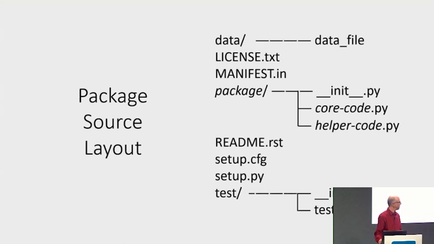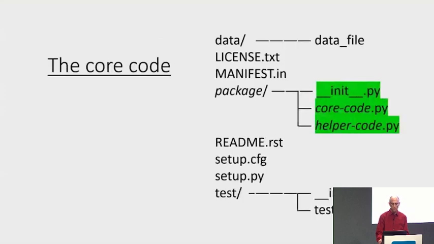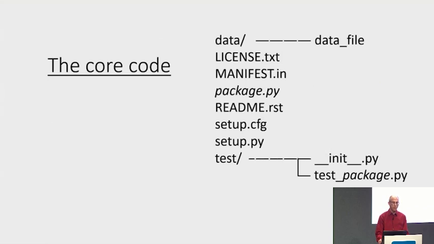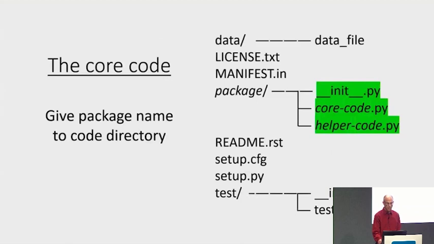some places that are italicized, so those are more placeholders. So a package name, that's a placeholder for the actual package name, and core code and helper code is just what you might do to divide up the code to make it a little more handleable. You want to put all your core code into a single file. You could actually put it in the directory tree and skip the package directory.